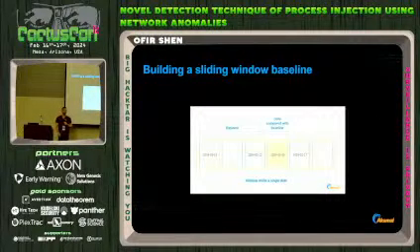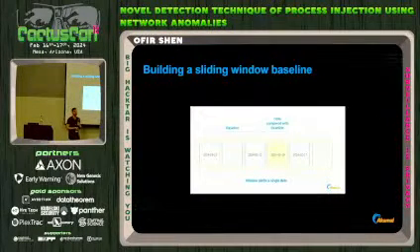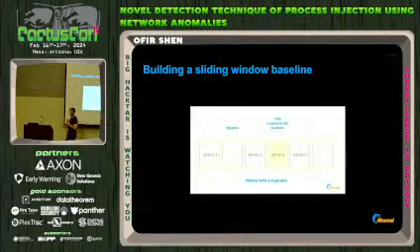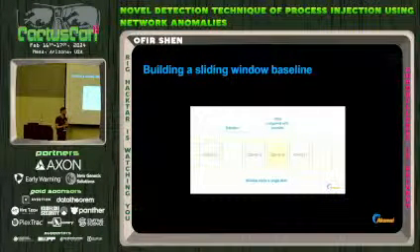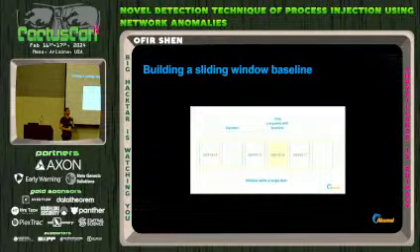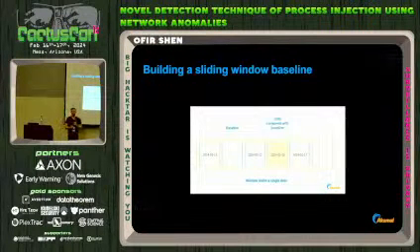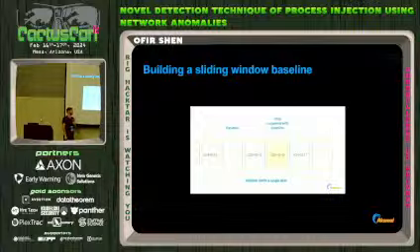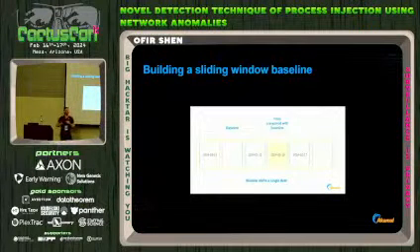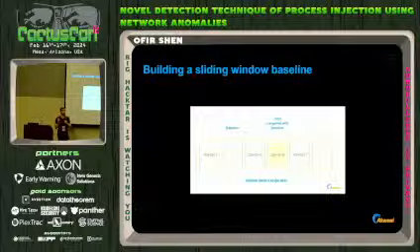Okay, so how will the detection logic look like? We learned how a process behaves. We can compare it to new data. And we're going to use a sliding window baseline in order to achieve that. So, as you can see here, what's happening is that we take all of our new data and we compare it to the history of the process.